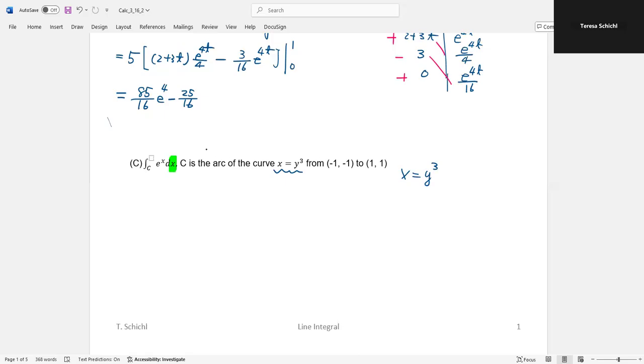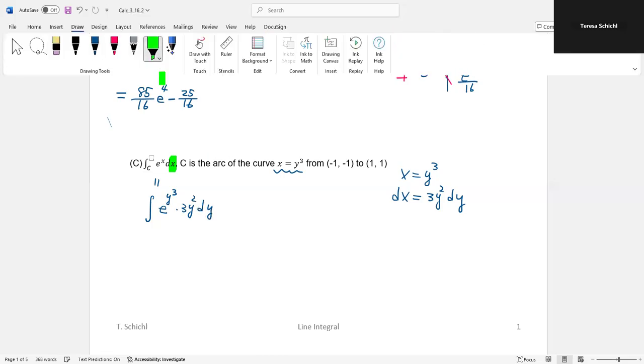So for this one, because I'm going to do the dx, I can just directly take the dx here. The dx is what? It's 3y squared dy. So now let's take a look at how I change this integration. So e to the x, I will say e to the x equals e to the y cubed, correct? Then the dx, I can change to 3y squared dy here.